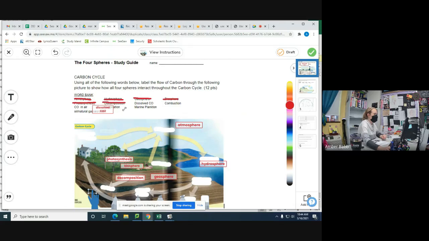Why is it CO? Carbon and oxygen is carbon dioxide. No, he's asking why is it CO2? Carbon dioxide is made of carbon and 2 oxygens. So it's C for carbon and O for oxygen, and a 2 because there are 2 of them. There's 1 carbon and 2 oxygens. That's what carbon dioxide is made of.